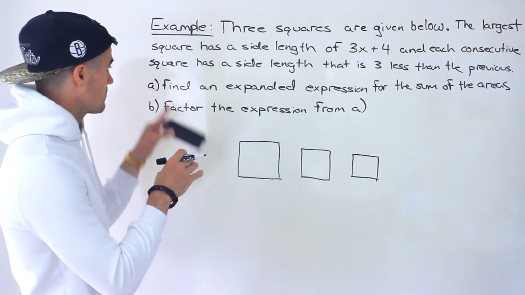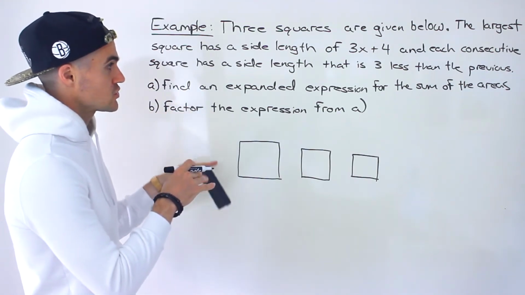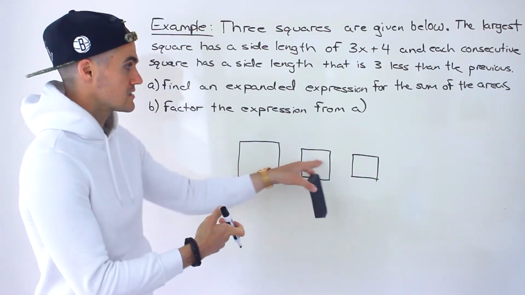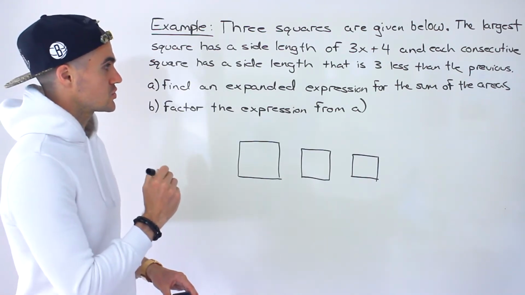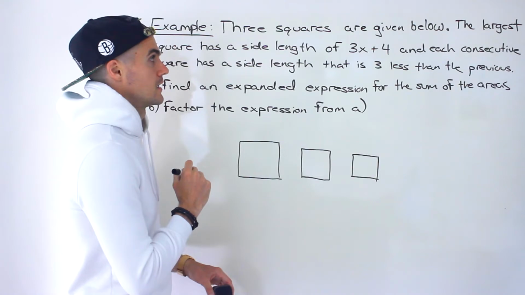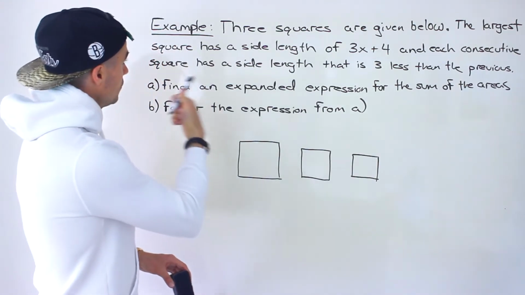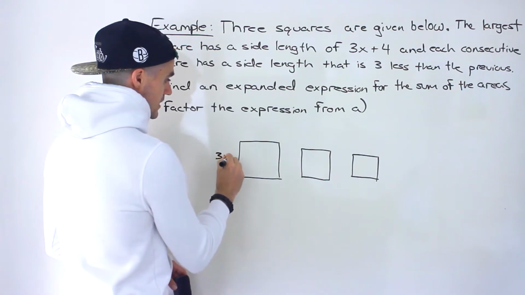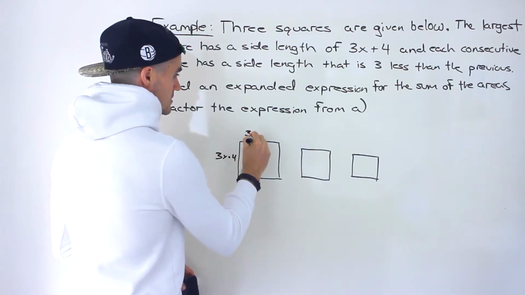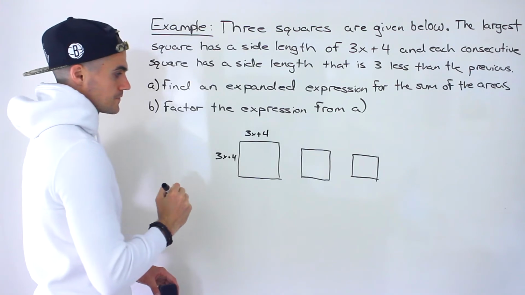And two questions. Part A, we've got to find an expanded expression for the sum of the areas of the three squares. And then in part B, we have to factor the expression from part A. So we're told the largest square has a side length of 3x plus 4, meaning that this is 3x plus 4, and then this is 3x plus 4, like that.